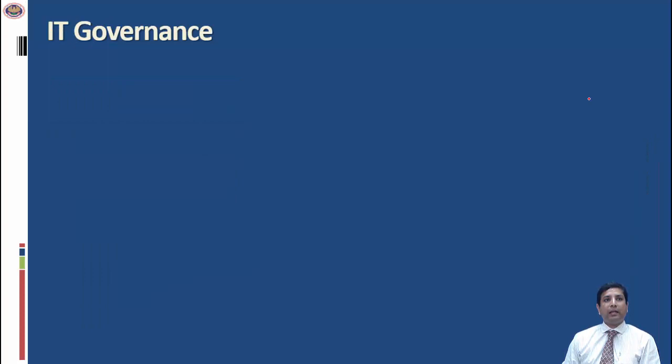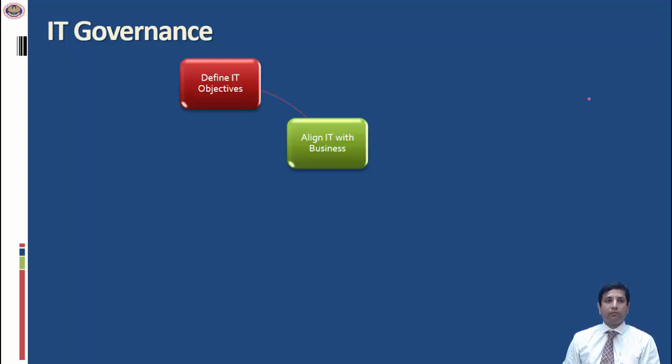Now let us look at IT governance and what it involves. Basically, IT governance is a part of a larger corporate governance framework of any company and involves the establishment of an IT framework in a company which defines the IT objectives, aligns IT with business. So defining of IT objectives would involve basically what is the purpose of setting up IT and the use of IT systems, what are the terms of reference, and what are the broad objectives for which IT has been implemented.